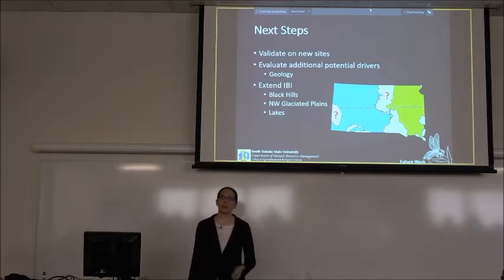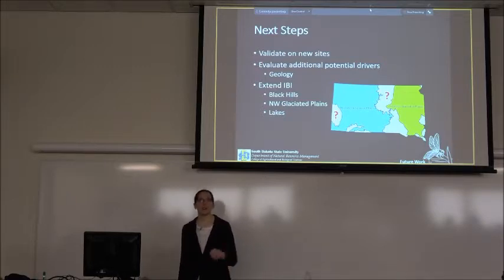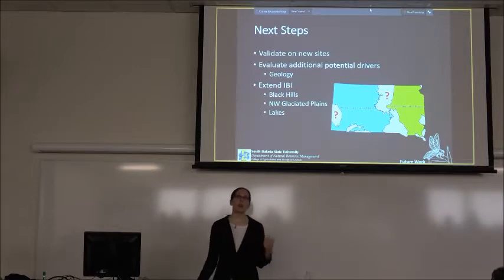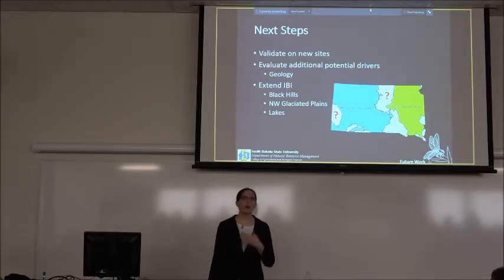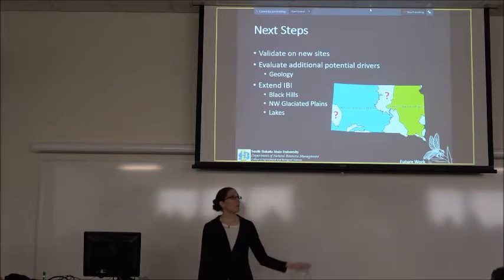Also, there's a few blank areas on the map, such as the Black Hills and the northwestern glaciated plains, where no IBI work has been done. So IBIs could be developed for those regions, or for other water bodies, such as lakes or non-perennial streams.